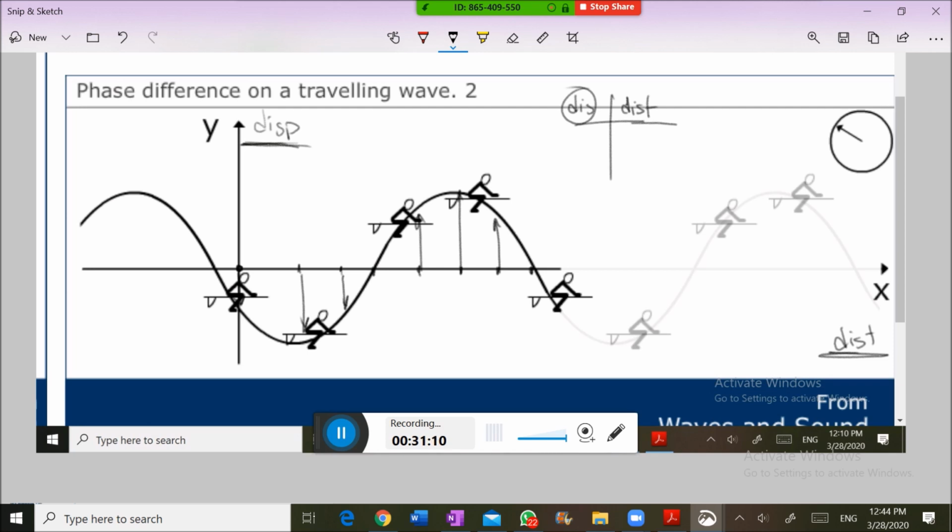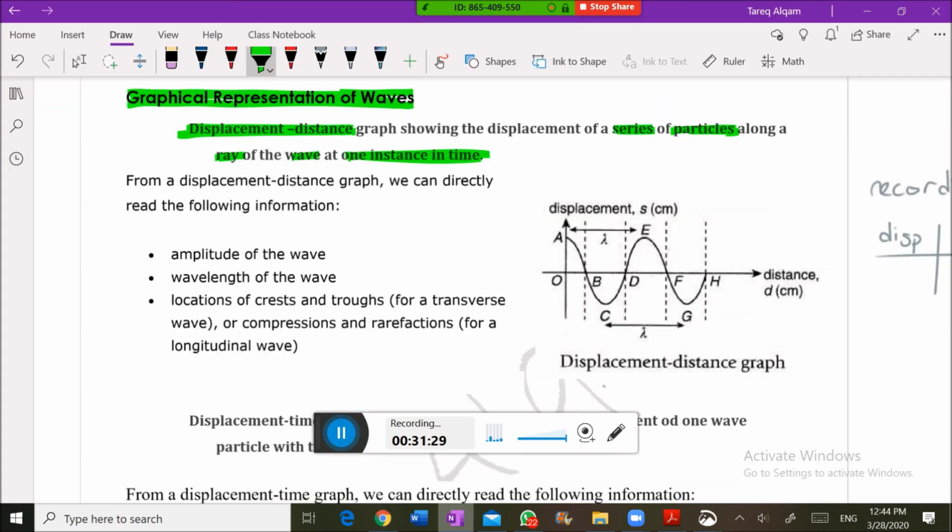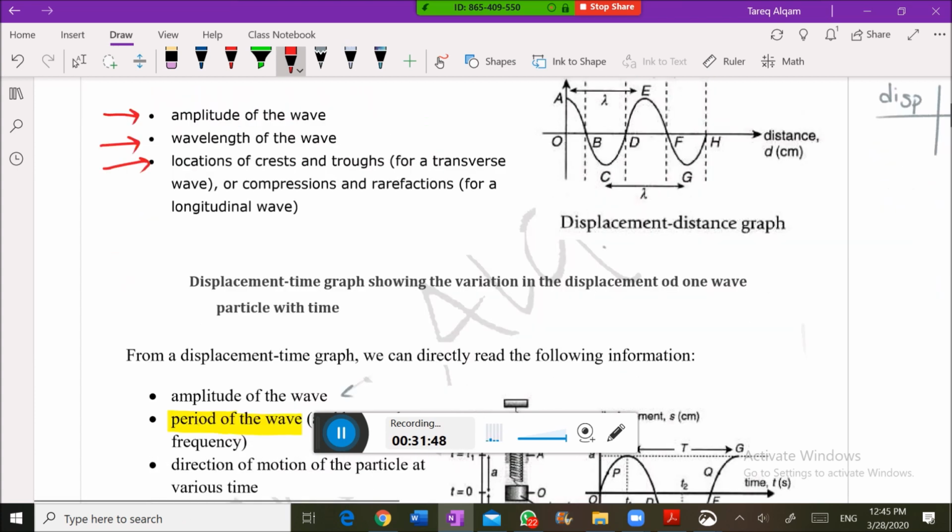If I took, guys, the distance between peak to peak here, I will get the wavelength. So we have two graphical representations for any disturbance or any wave. The first one is displacement distance. I recorded the displacement for a series of particles at one instant. So I will get this. Here I can determine amplitude, wavelength, and the location of crests and troughs or compressions and rarefactions.